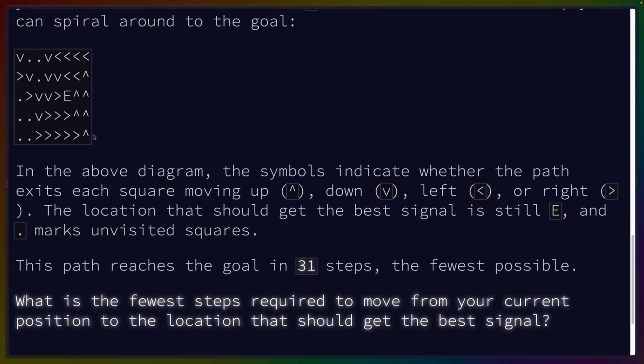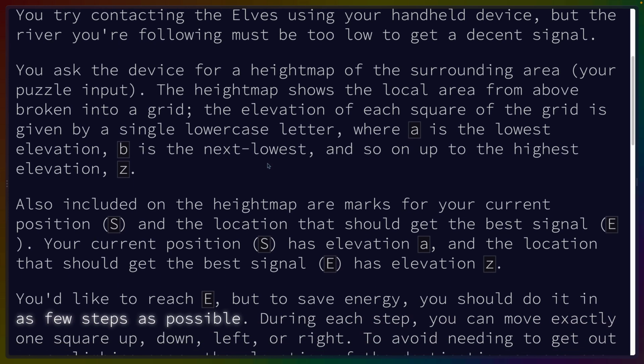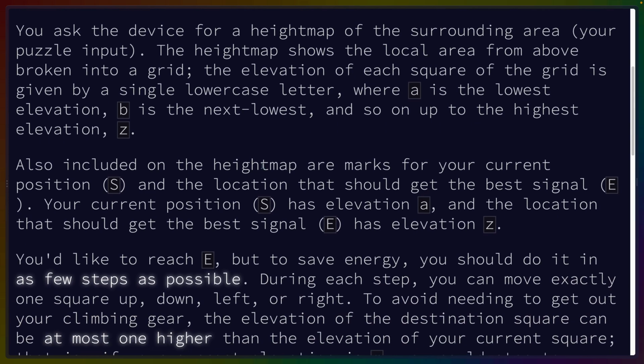I don't have any idea what could be wrong in the input that isn't in our test. The only other thing I could think of is doing this graph and trying to read it. The height map shows the local area from above broken into a grid. The elevation of each square of the grid is given by a single lowercase letter, where A is the lowest elevation and B is the next lowest, and so on up to the highest elevation, Z.